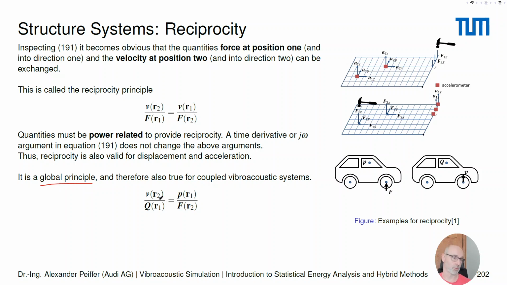In formulas, it would look like this. The measured velocity at position 2 related to the excitation at Q is exactly the same result that you would get if you applied a force at position 2 and measured the pressure at position 1.